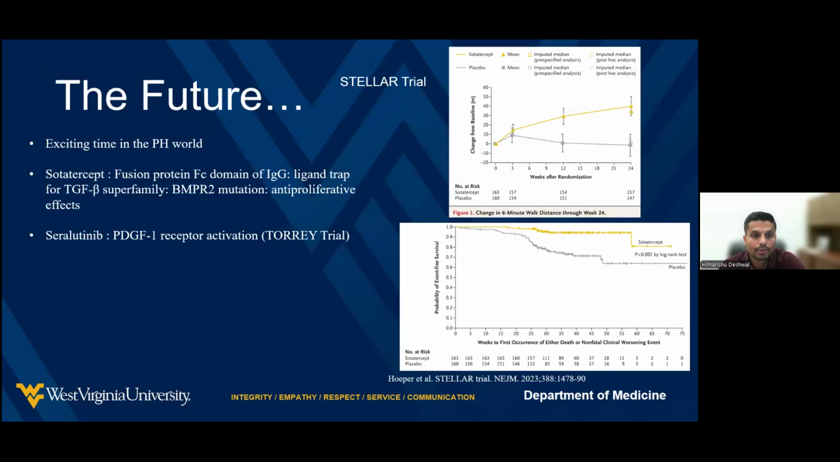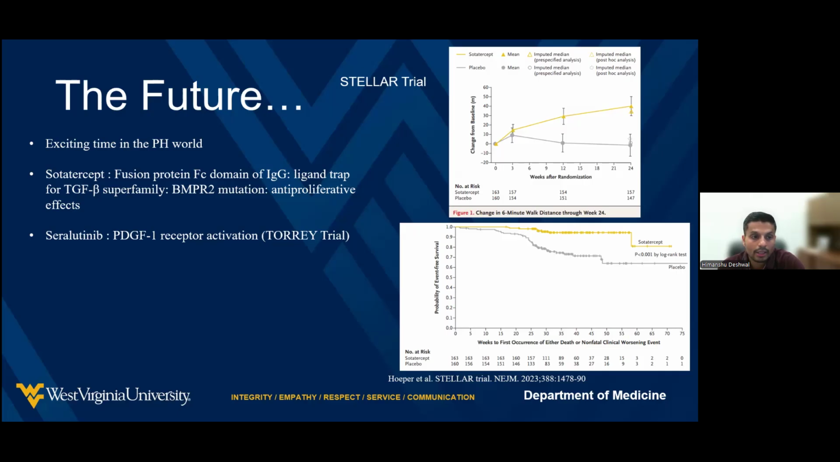So what is the future? As I talked about, there is sotatercept. This is the newer medication that just got approved. The STELLAR trial showed remarkable improvement. Patients who were already on 3 maximum medications and were still not doing well, when they added sotatercept, saw a significant improvement in 6-minute walk test and reduction in the time to clinical worsening.